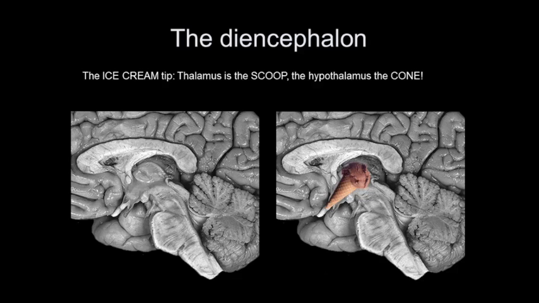For those of you who are fans of food-related metaphors for neuroanatomy, you can use the ice cream tip. I learned this when I was at Medial. The scoop is the thalamus, and you can see this triangular structure below it. This is the cone, and the cone is the hypothalamus. So I'm pretty sure you'll not forget about it anymore.